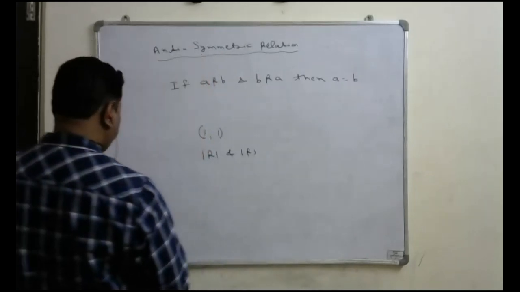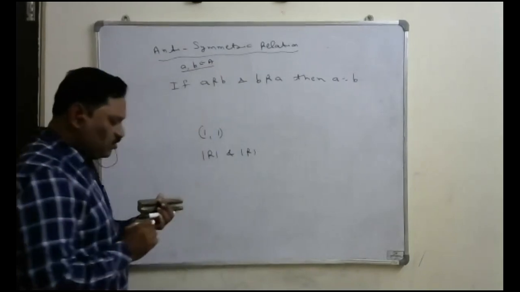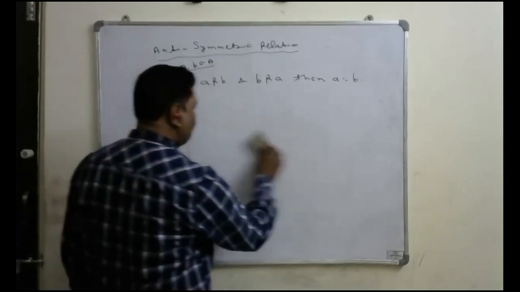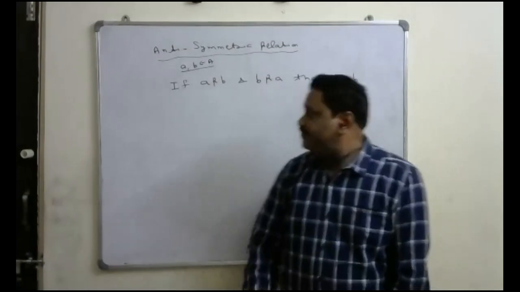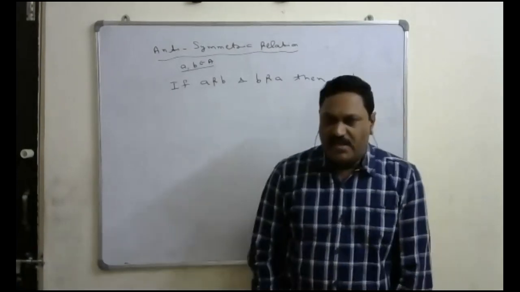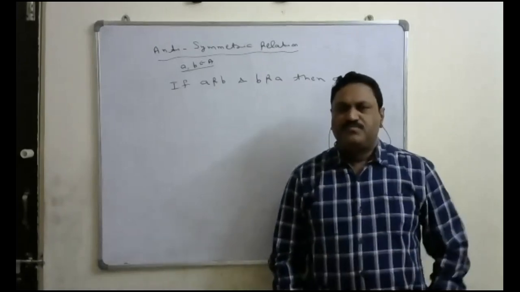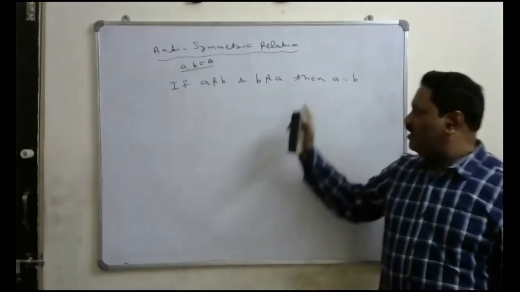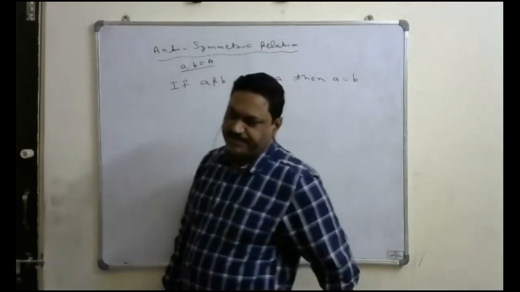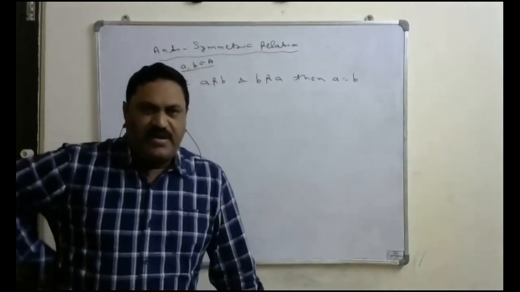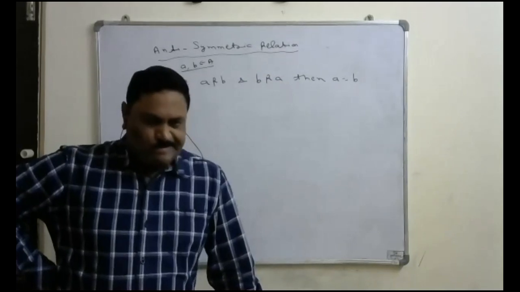If small a, small b belongs to the capital A, such that if (a, b) and (b, a) are in R, then a is equal to b, it is called anti-symmetric relation.